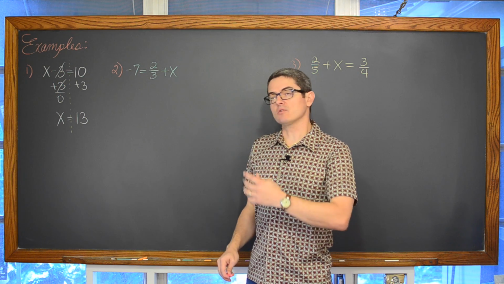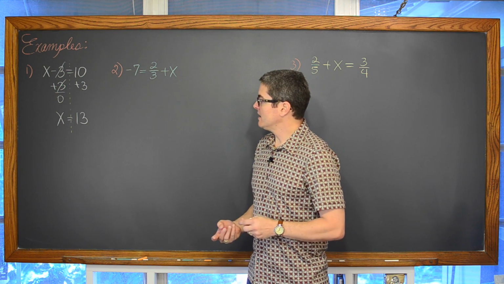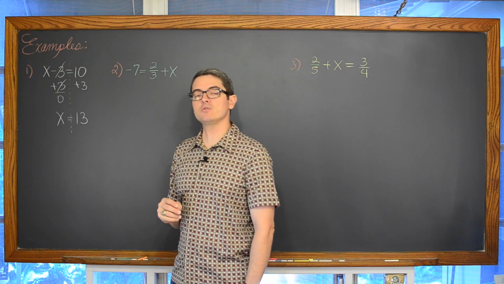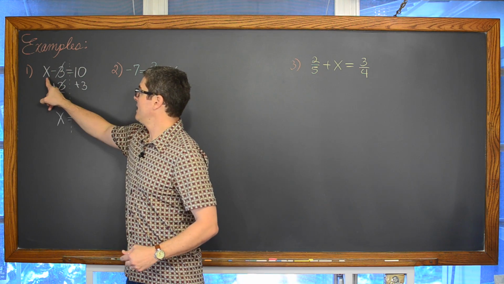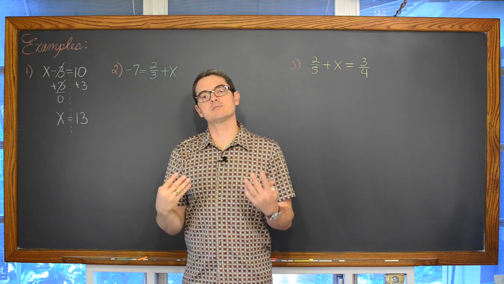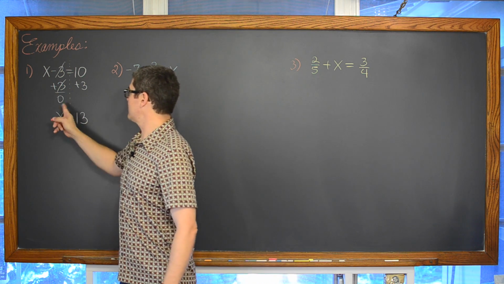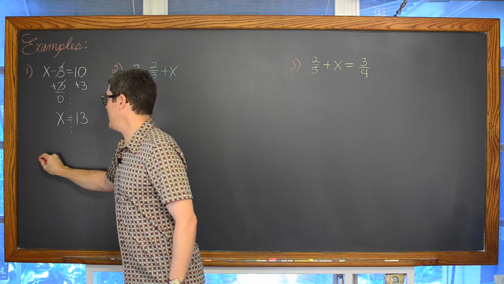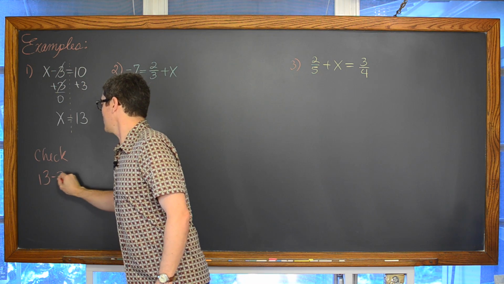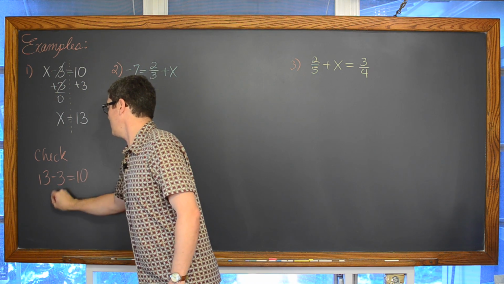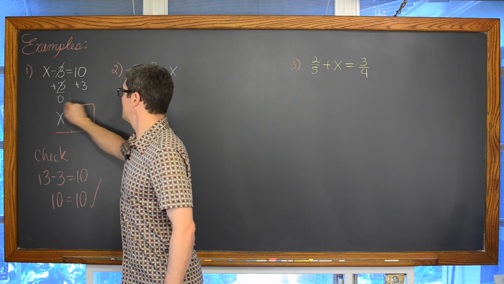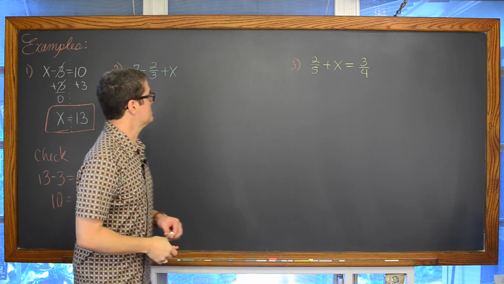Now, the absolutely wonderful thing about equations: when you do these on your quiz or on your test for your teacher, you can check your own work. If you believe that 13 is the solution, then what that means is when you plug a solution into an equation, the two sides become equal. It becomes a true statement. So if we think that 13 is the answer, we can say, hey, let's check this. So we have 13 minus 3. Does that indeed equal 10? And absolutely, yes, it does. So this is our final answer. x is equal to 13.